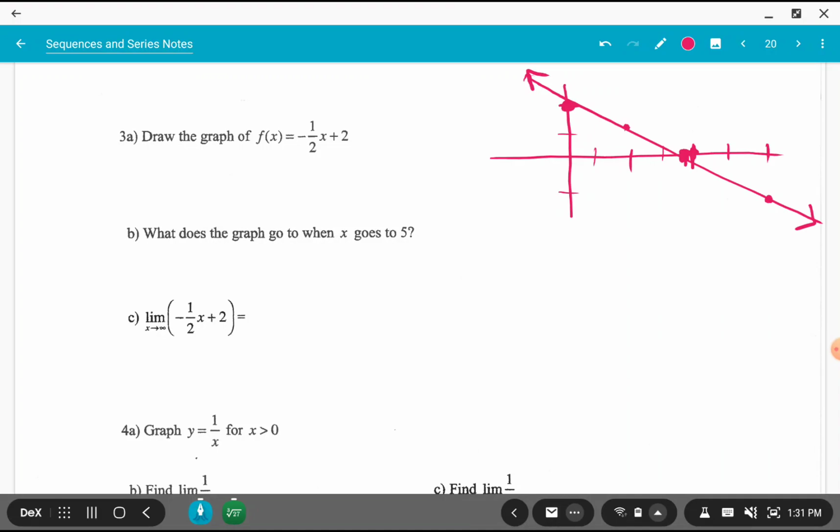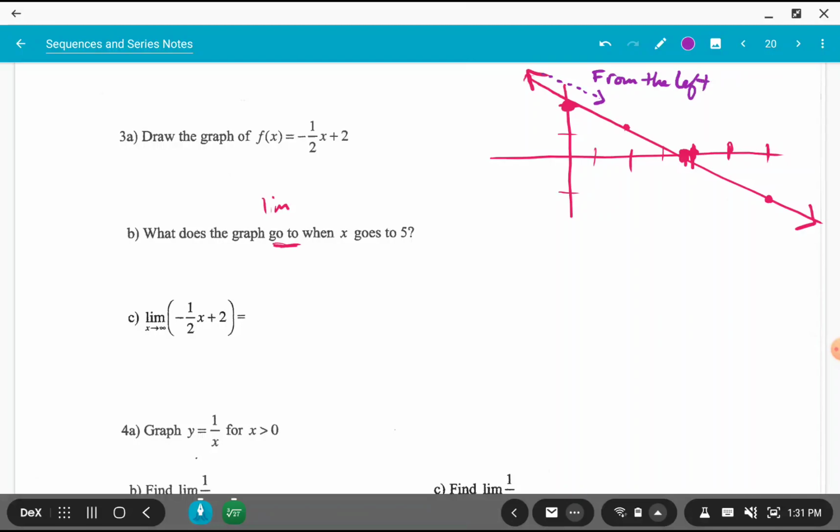Okay, so this question is asking what it goes to, not what it is, but what it's going to. And when we say what is it going to, what we're referring to is the idea of limits. Okay, so as this graph is going to 5, well, 5 is right here. What is it going to? That means as our line goes from the left, we're coming from the left.